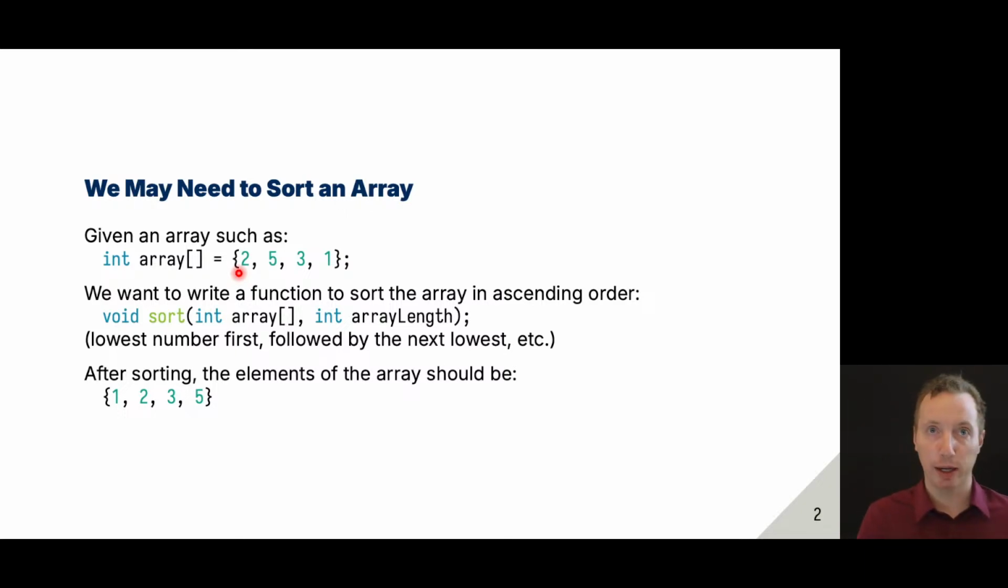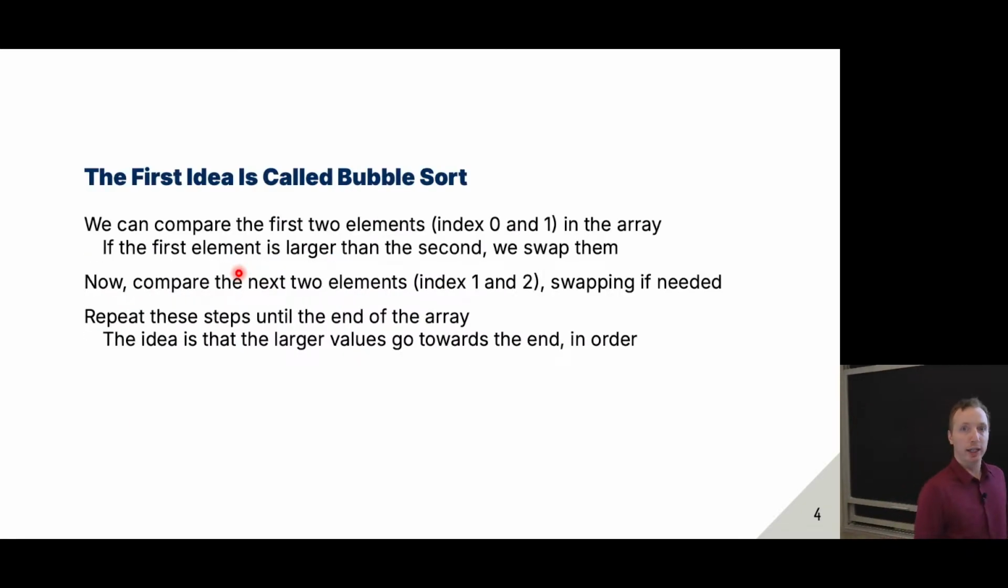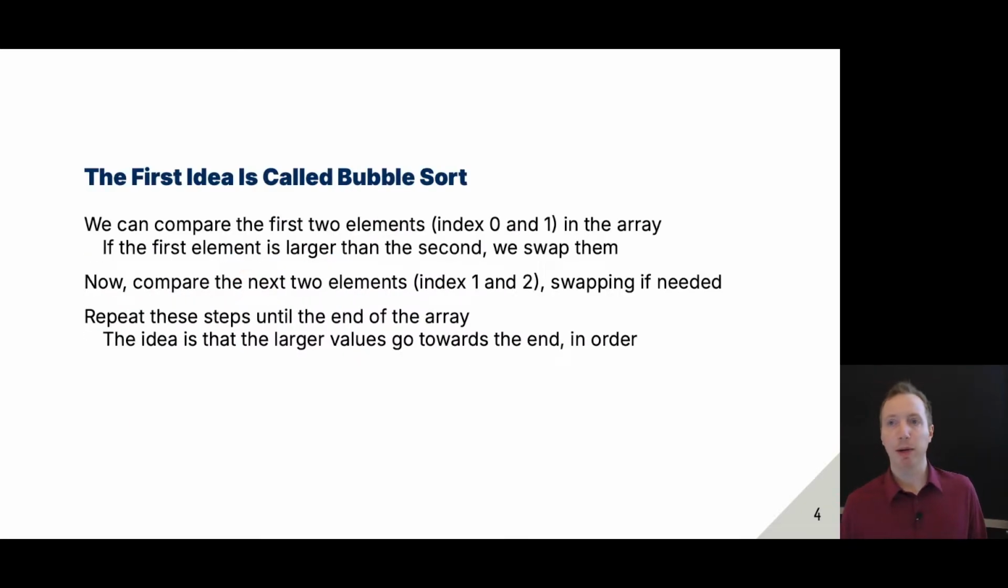So if I'm just checking and every single element is in the right order, then that means I am done. That idea is actually given a name, and it's the first sorting algorithm people typically learn. It is called bubble sort. So that is that idea. It compares the first two elements of the array, index 0 and index 1.